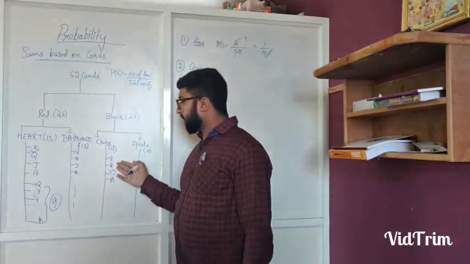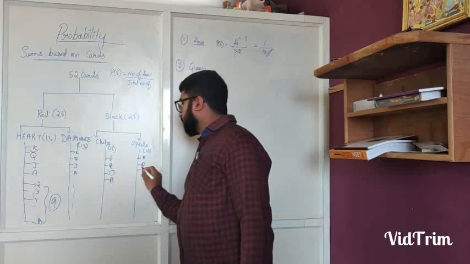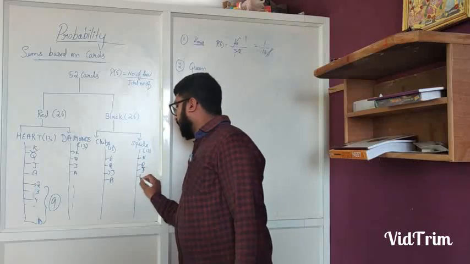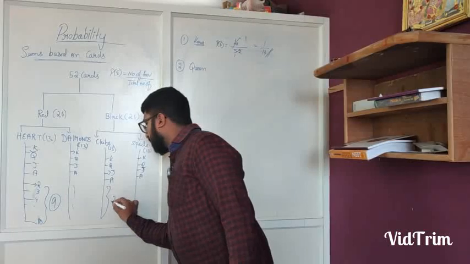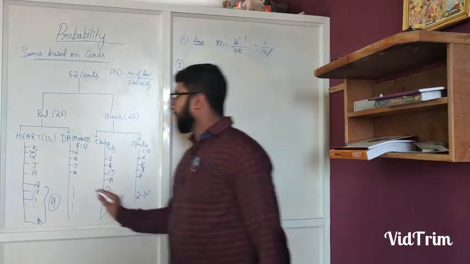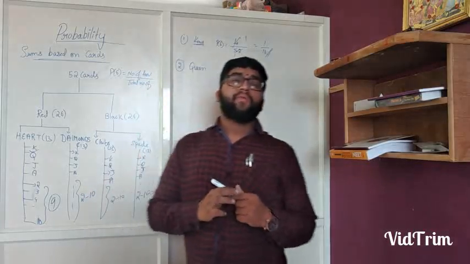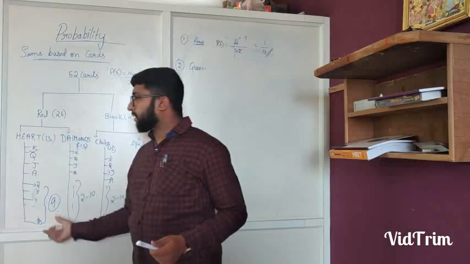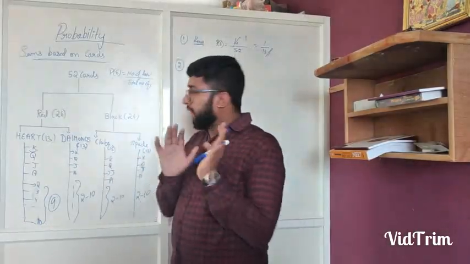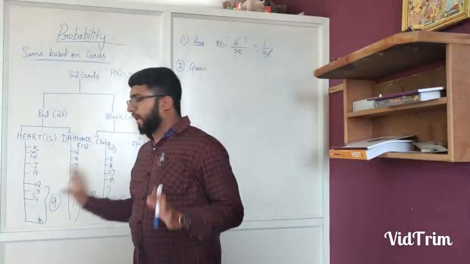Here also you are having the king, queen, jack, and ace. Here also you'll be having king, queen, jack, and ace, and you'll be having number cards from 2 to 10. Here also you'll be having number cards from 2 to 10, and here also number cards from 2 to 10. In one suit, this heart, 13 cards make one suit. In one suit, you'll be having a king, queen, jack, ace, and you'll be having 9 number cards.